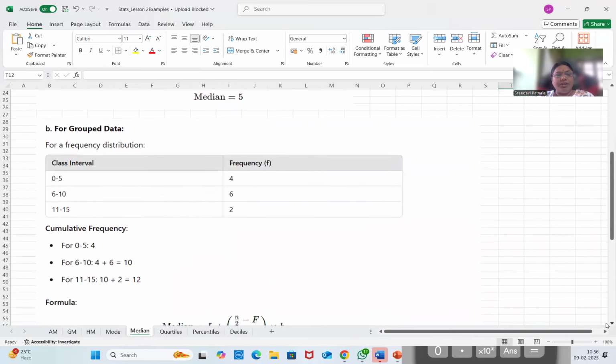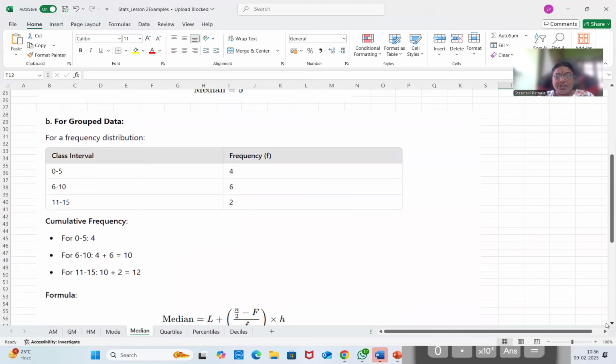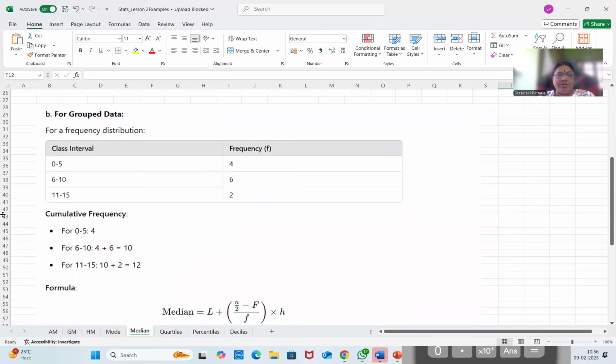Now for grouped data, which is very important, we need cumulative frequency. I wrote it in the horizontal way; as discussed for the mean, you can put one more column here, just put CF. CF is nothing but 4 plus 6, 10. 10 plus 2 becomes 12. So you add one value after the other in the cumulative frequency. So the CF is ready.